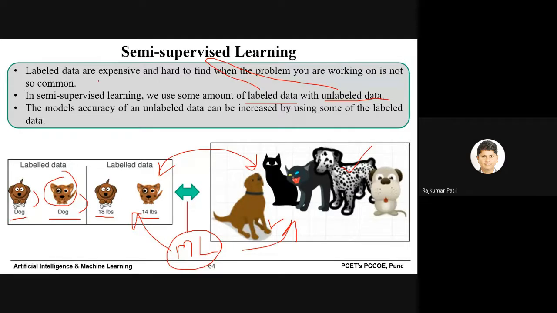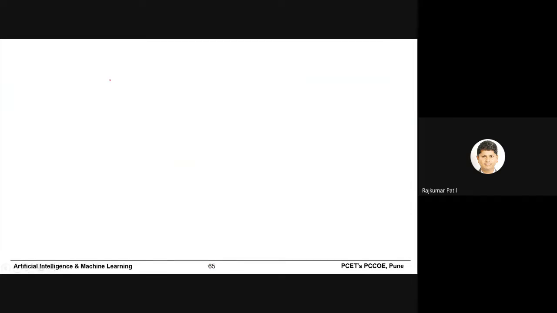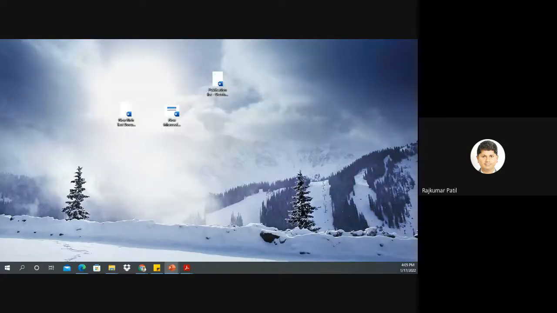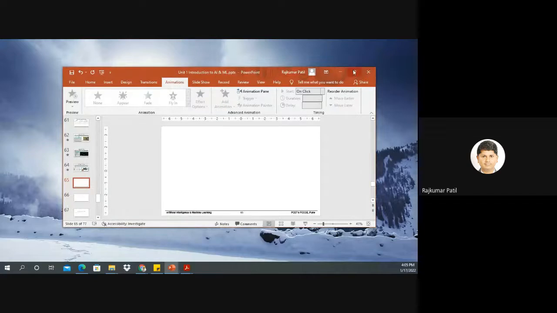Again, there will be an issue, but the least issue, of the cost of the data and availability of the data. So this is how we can talk about the types of machine learning algorithms, right?